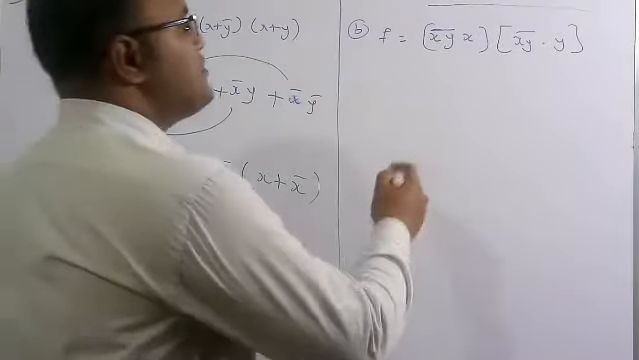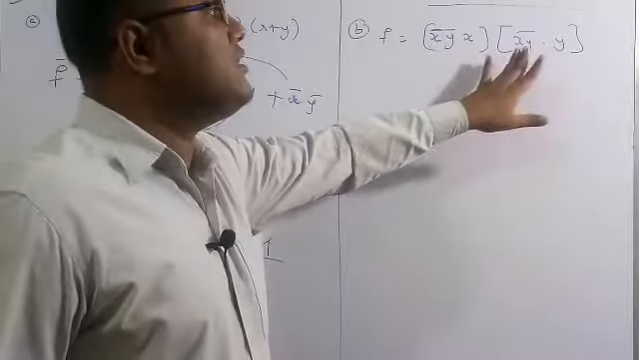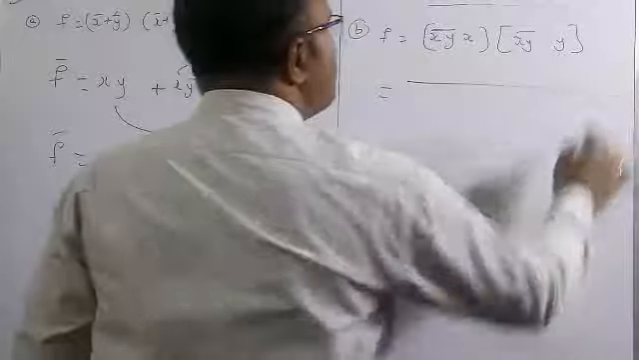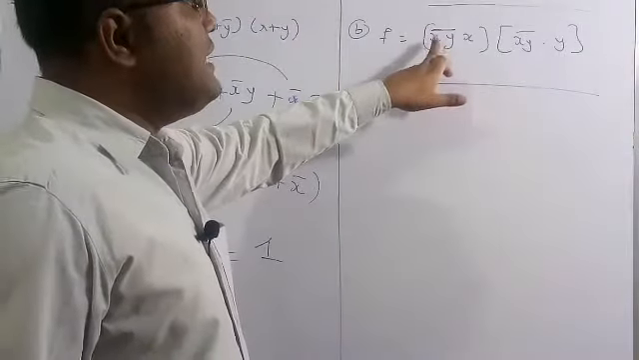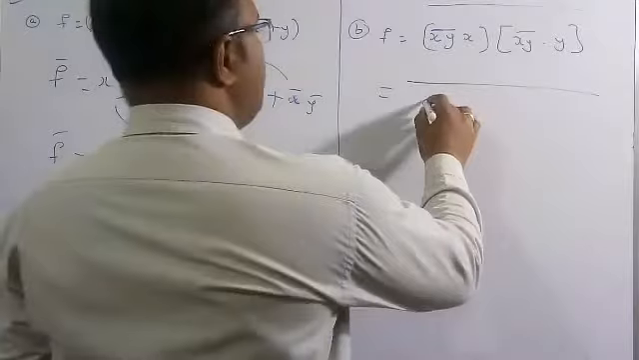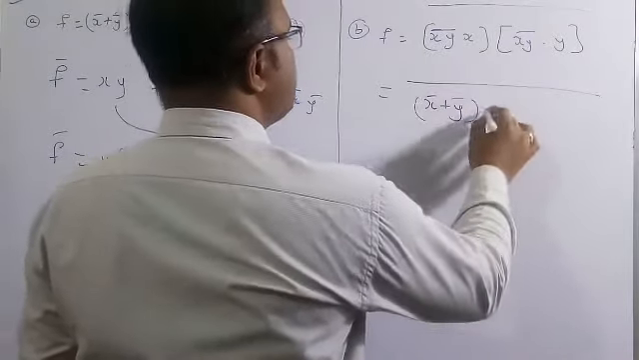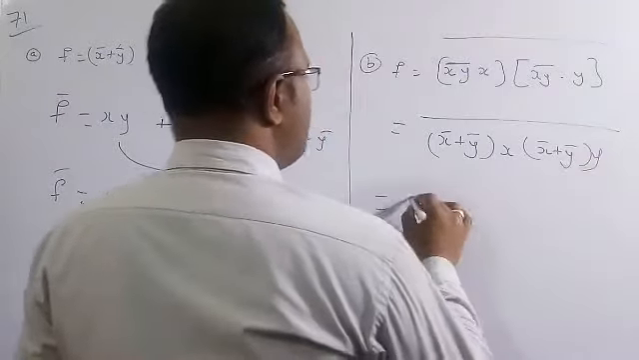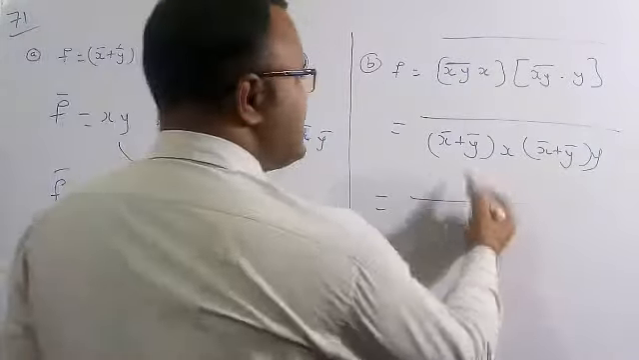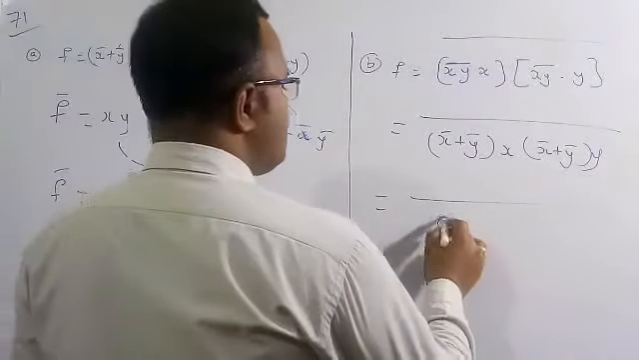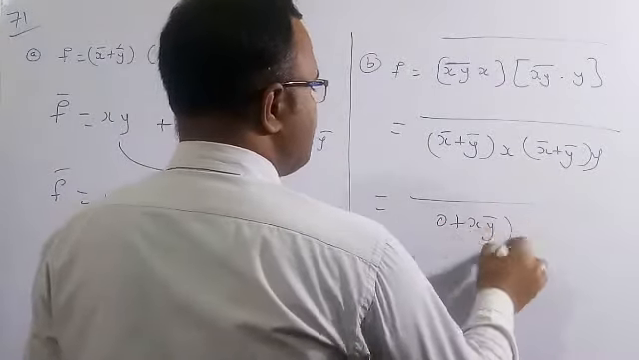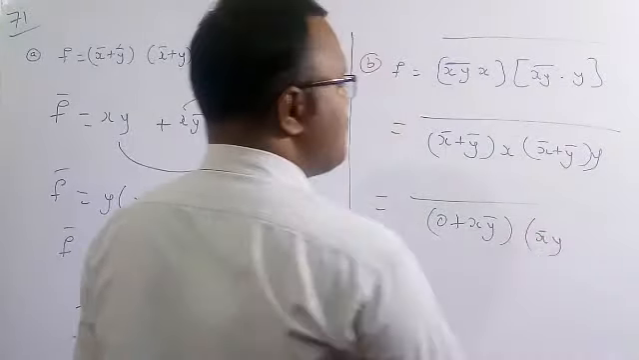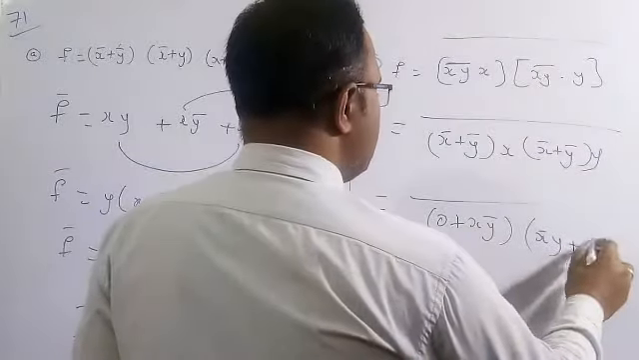Now the second expression: f is equal to (xy whole bar into x) into (xy whole bar into y) whole bar. Now I am going to do the complement here. (ab) whole bar is nothing but a bar plus b bar, so we get (x bar plus y bar) into x, and similarly (x bar plus y bar) into y. Now I take x inside: x into x bar is 0, so 0 plus x y bar. Similarly x bar y, and y into y bar is 0. So this is what I got.